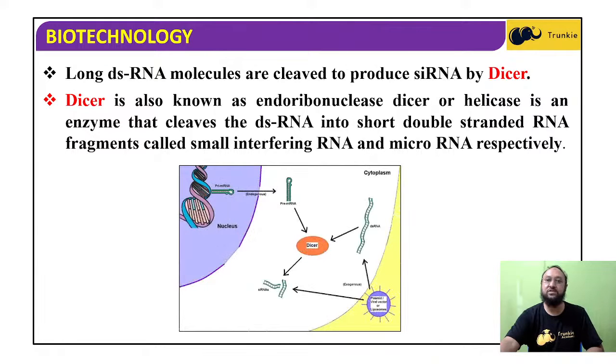Dicer, also known as the endoribonuclease Dicer or helicase, is an enzyme that cleaves double-stranded RNA into short double-stranded RNA fragments called small interfering RNA and microRNA respectively. So Dicer is important for the exam. It is called endoribonuclease because it cleaves the RNA molecules, or it's also called helicase. Okay, so that is how.